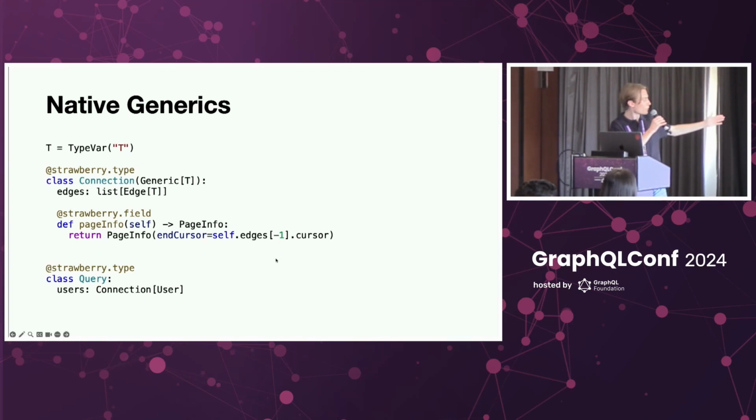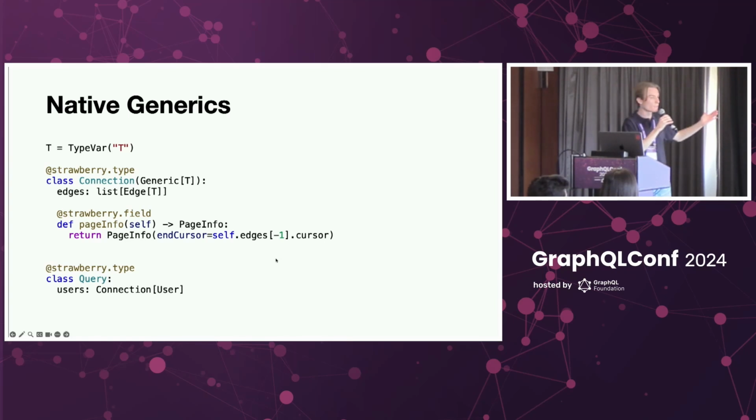So over here we have our connection. It's generic on T, and it contains a list of edges, also of type T. And then we can add some extra resolvers. This is a very simplified page info version, of course. In real life, it would be a lot more complex, containing more fields. But very simplified, you could define general operations on your generic type you could reuse throughout your entire schema. For example, here, setting the end cursor, because edges is always guaranteed to be a list on the connection type.